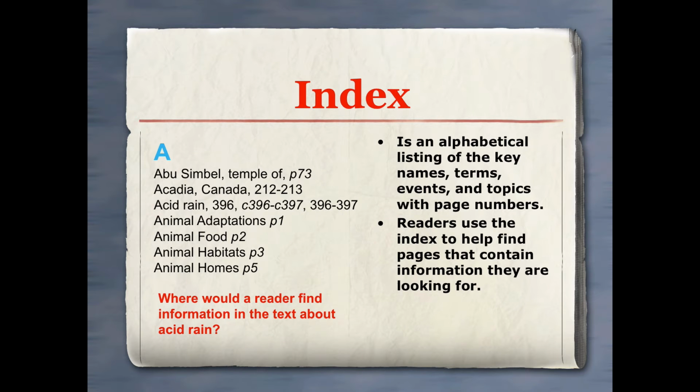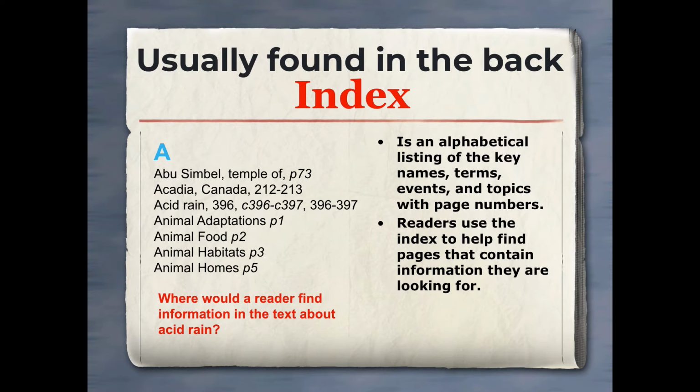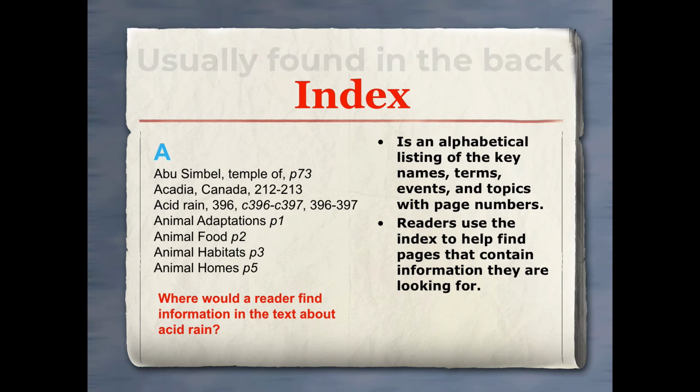Another text feature is the index. Now, the index is pretty much always found at the back of the book, and it lists key names, key terms, key events, and topics in alphabetical order with the page numbers, again, beside them so you can find it. So if you know the topic but you're not sure what chapter, where to find it, just look in the index, find that information on that topic you're looking for, and you would just turn there.